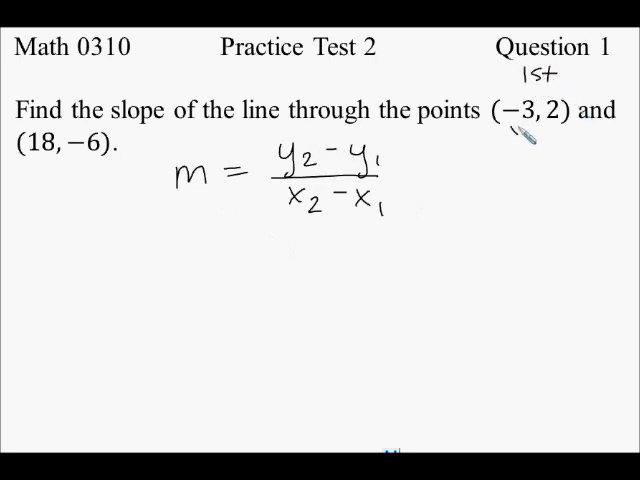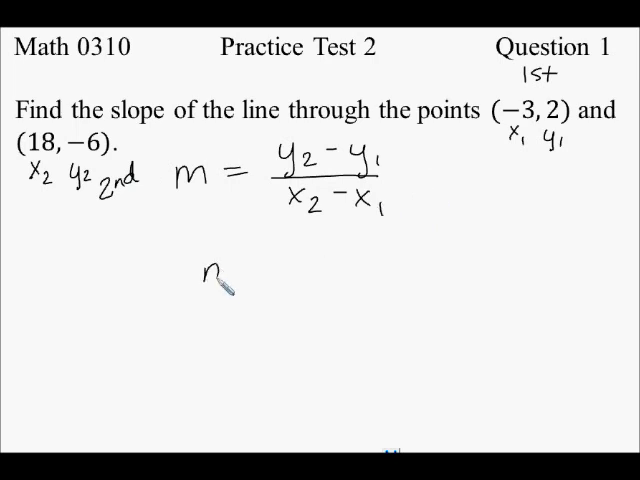So this is going to be our x1, and this is going to be our y1. This is the second point they give us over here. So this is our second x value, x2. This is our second y value, so y2 here. And now we just plug in to the formula here.